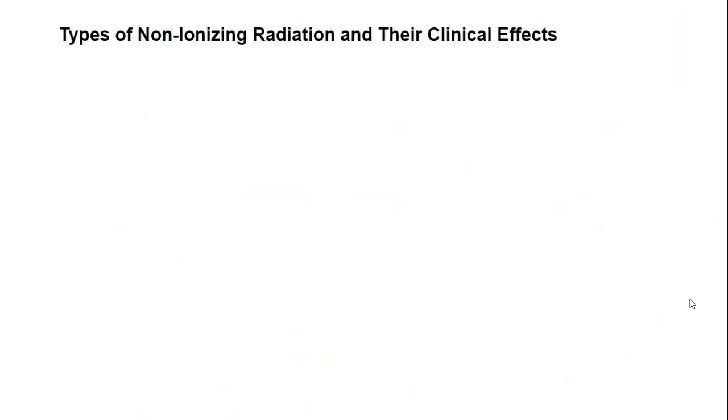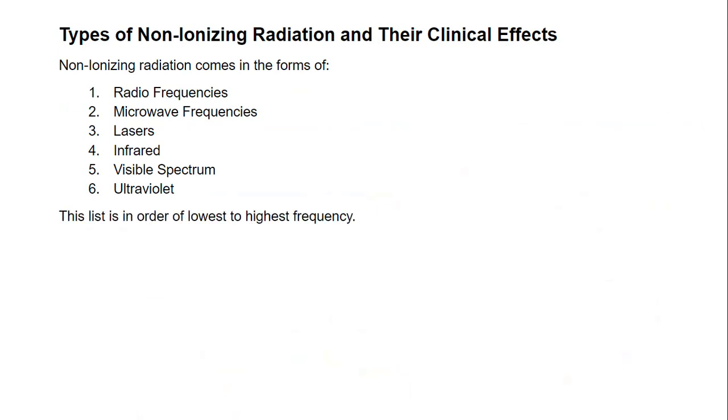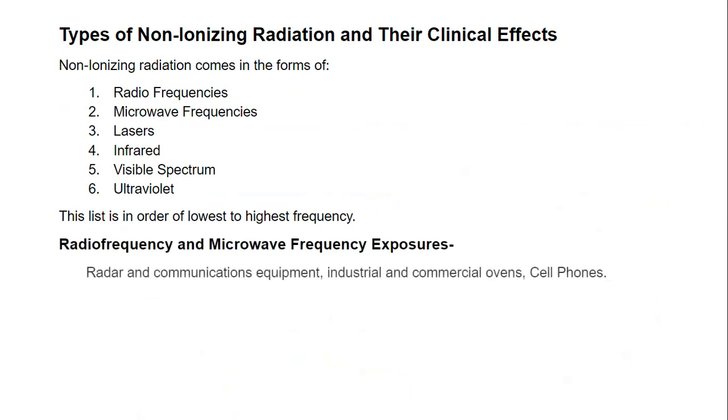Next is types of non-ionizing radiation and their clinical effects. Non-ionizing radiations come in the form of radio frequencies, microfrequencies, lasers, infrared, visible spectrum, and some section of ultraviolet rays. This list is in order of lowest to highest frequency, radio frequency and microwave frequency exposures. Okay, from where you get the exposure of those frequency radiations.